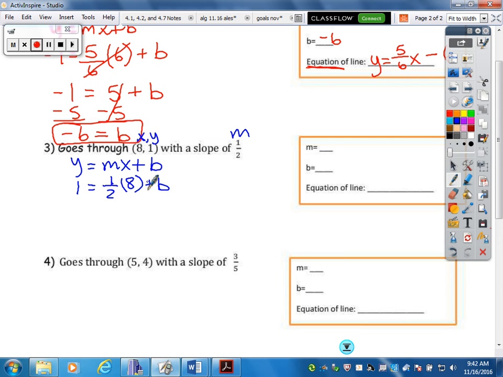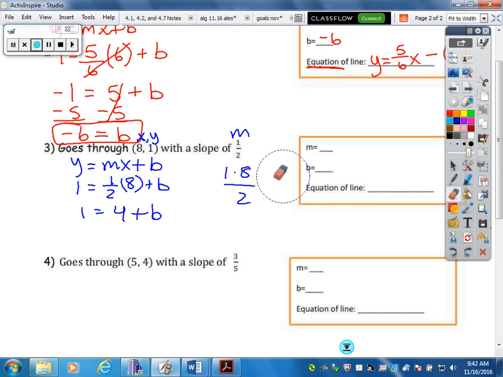We're solving for b, so let's deal with 1/2 times 8. If you think about it, what is 1/2 of 8? Well, that's 4, but you can also think 1 times 8 divided by 2. 1 times 8 is 8, so 8 divided by 2, that's 4. Either way we look at it. So 1 equals 4 plus b.